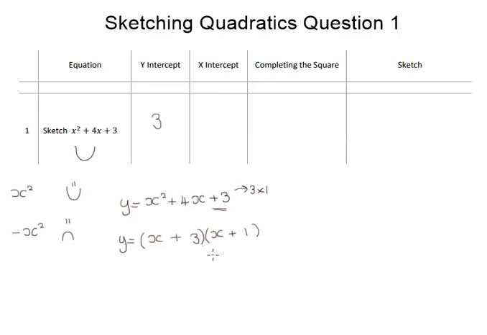Now the tricky part. To find out where it crosses the x-axis, have a think about what it looks like on a graph. Whenever we cross the x-axis, we know that y is 0. We spoke about that in the straight line graph tutorial. So y is equal to 0. Let's set y equal to 0 here.